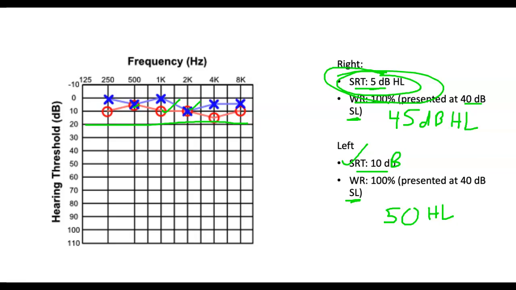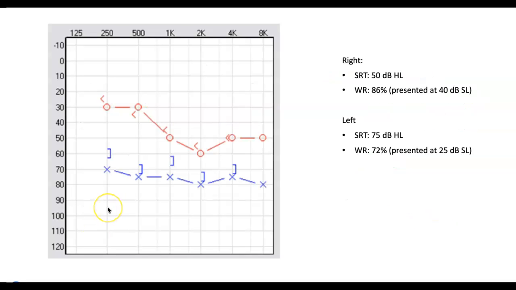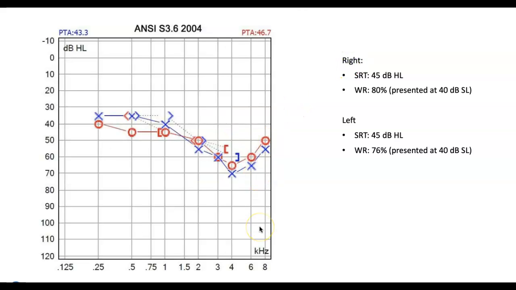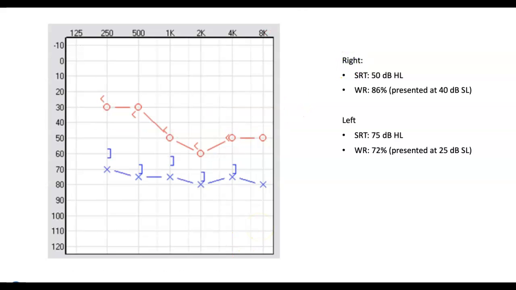All right, let me get rid of this here. Okay, so let's see what we can do. So the right ear, let's always look at, excuse me, get my marker back up.